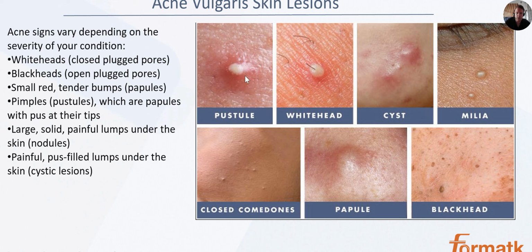And you have milia, which are different forms. And you have a papule, which is the biggest one. This is a closed comedone, and a cyst. It can be painful, with pus.